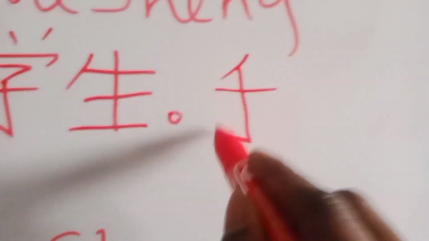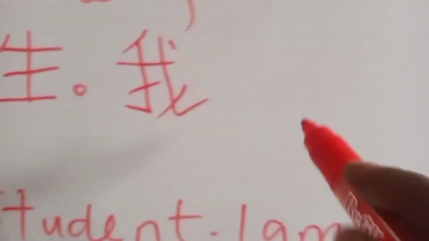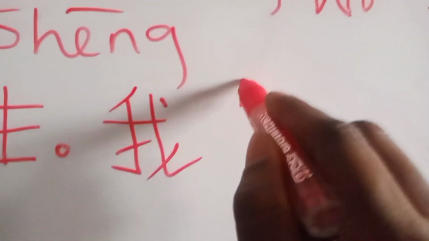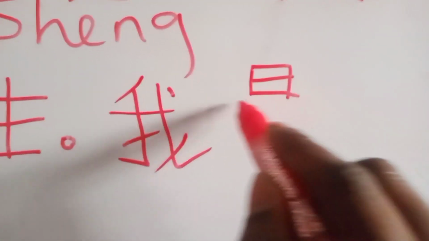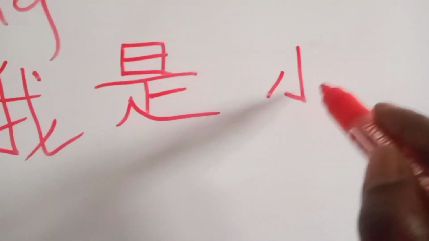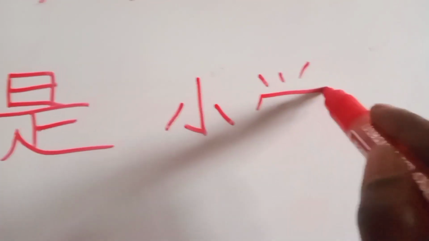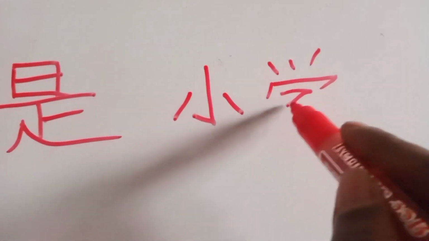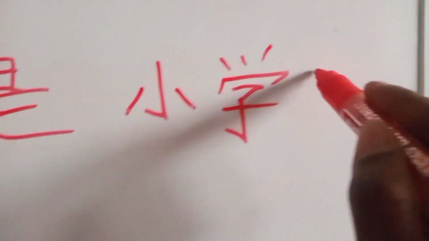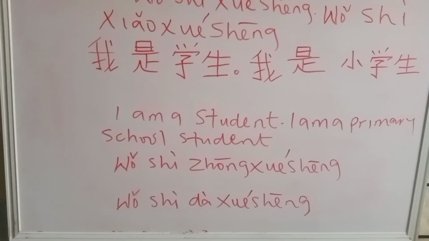So 我, you should know how to write 我 very well by now. 我是, even 是. These are like words you use every day. 我是小学生, 学生. It means I am a student. I am a primary school student.